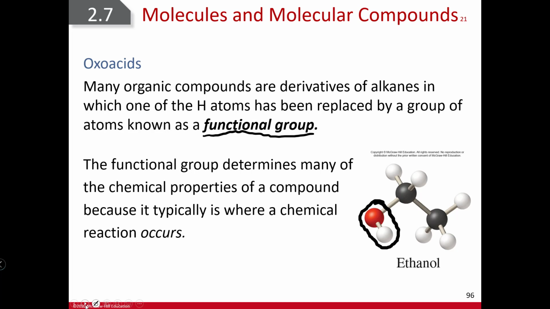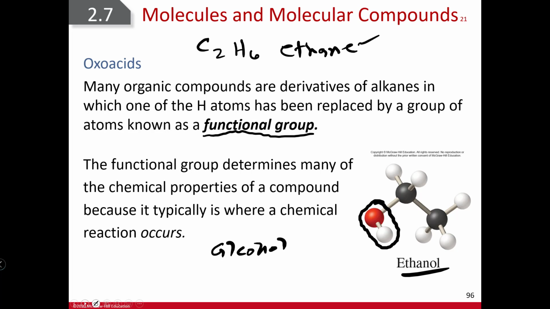So C2H6, that's ethane. It's a gas. It burns, much like methane. But when we knock a hydrogen off and put an OH group on it, it now becomes an alcohol. We call this ethanol. This is a liquid at room temperature. It's no longer a gas. Yes, it burns. It doesn't burn like ethane does, but it does burn. So just changing one hydrogen for an oxygen and a hydrogen totally gives different chemical and physical properties.